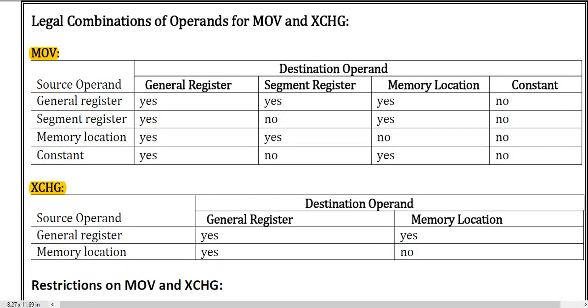Here are some legal combination operands for move and exchange. Here are the sources of operation, which are general register, segment register, memory location and constant. Here are the conditions for general register to general register, segment register, memory location and constant. Here we have the general purpose registers and the memory locations. Those diagrams and tables are very important from your exam point of view. Please take a snap of them.